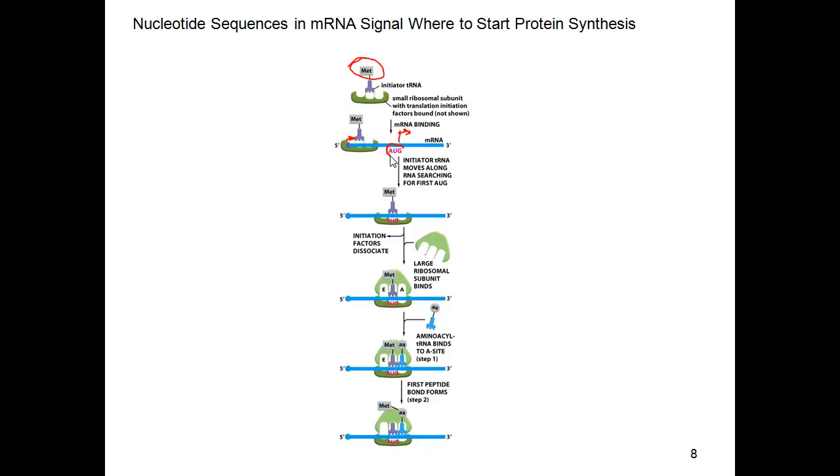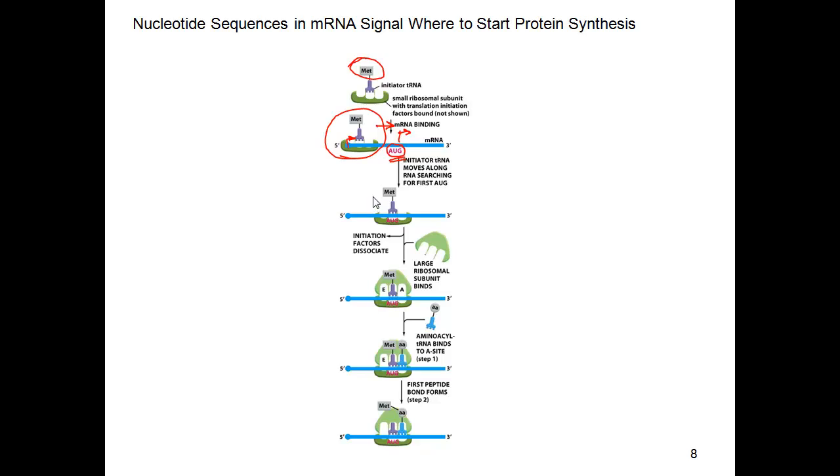Since we saw in the previous video that there's only one way to code for the amino acid methionine, the translation start site will always be represented with the nucleotides A, U, and G. And it's the tRNA for methionine in conjunction with the small ribosomal subunit that will bind to the mRNA, and it will start to scan for the AUG sequence where translation will start.